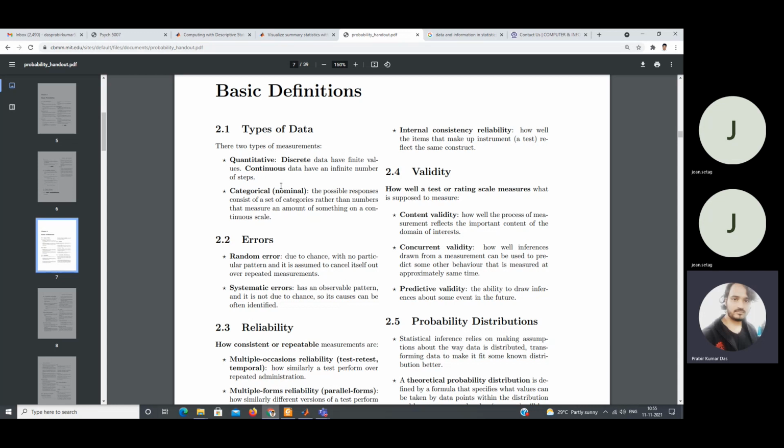Categorical data means, suppose, how diabetic that patient is. You can use some measure, like a grading system: severe, pre-diabetic, diabetic. So this is categorical data, nominal data. What is written here: the possible response consists of a set of categories rather than numbers. So it falls in those categories. True, false is also categorical data. Binary data gives you only two options, either 1 or 0, that is true or false.